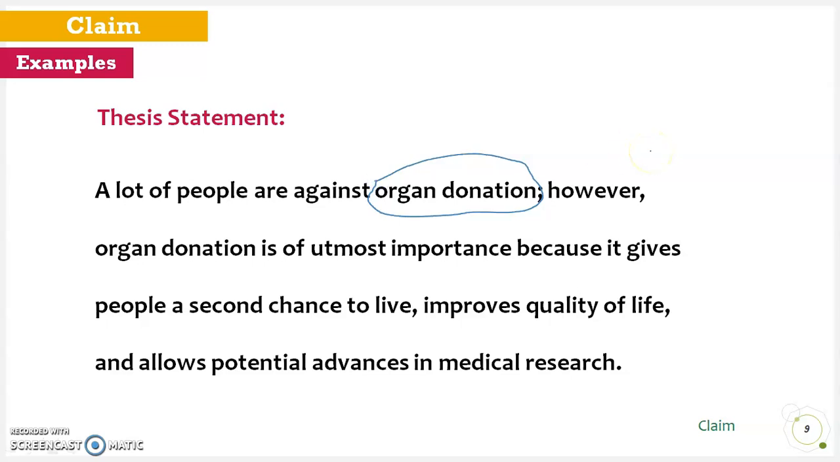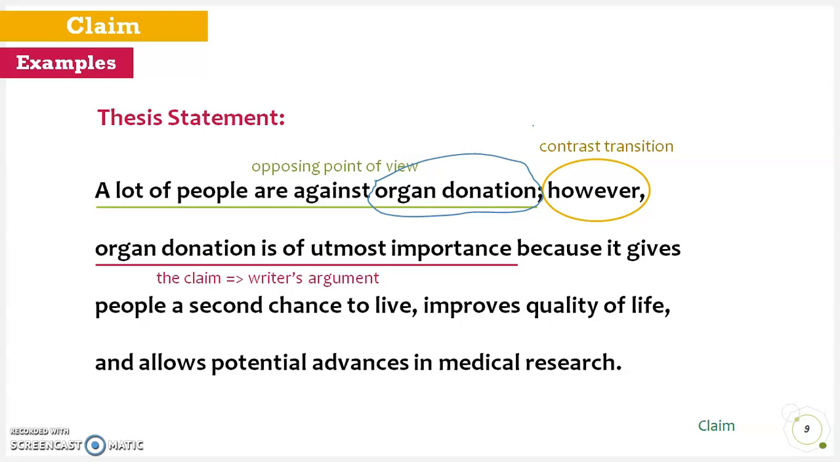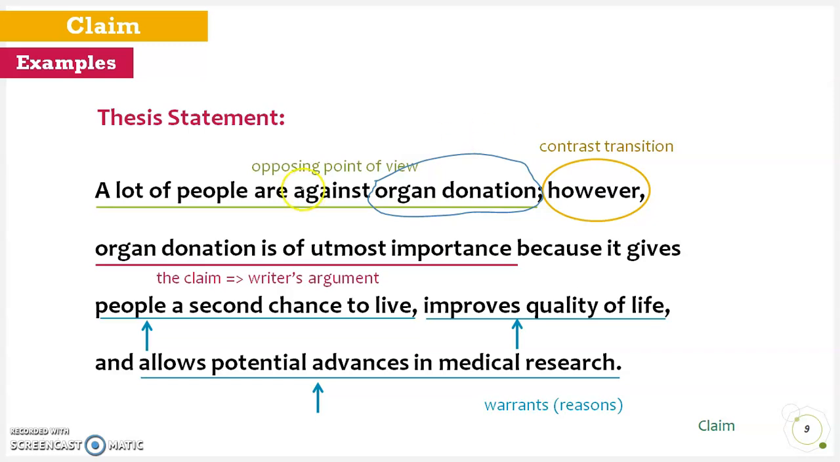Notice that I started as a writer with the opposing point of view, saying a lot of people believe this. However, a contrast transition introduces the claim. Organ donation is important. And then I provide the reasons. There are 3 reasons: giving people a second chance to live, improving quality of life, and allowing potential advances in medical research. These are the warrants that I will prove my claim right with.